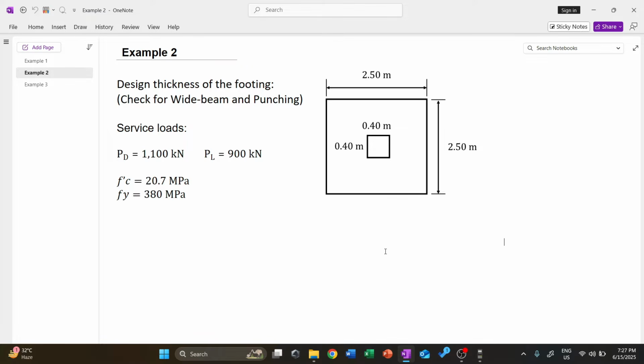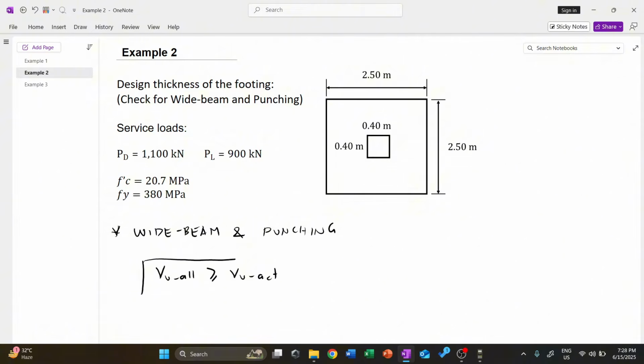Okay, so we design the thickness of the footing. So alamin natin ano yung magiging thickness ng footing. So ang idea dito is dapat yung thickness natin or yung effective depth natin para sa wide beam and punching ay dapat pumasa. Alright, so if you remember, ang ating goal dito dapat ay, for good design, the VU allowable should be greater or equal to the VU actual.